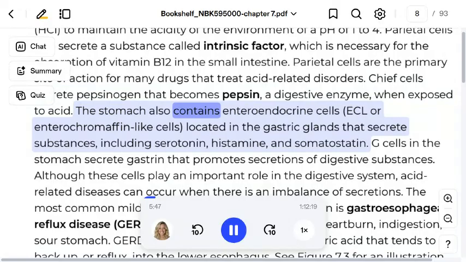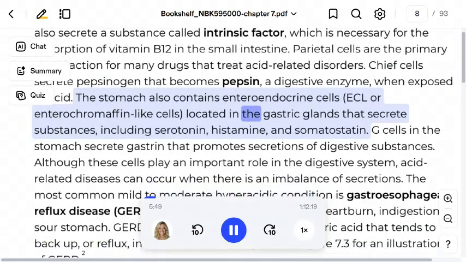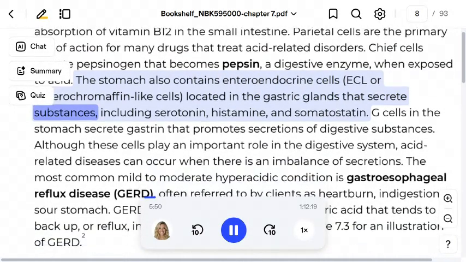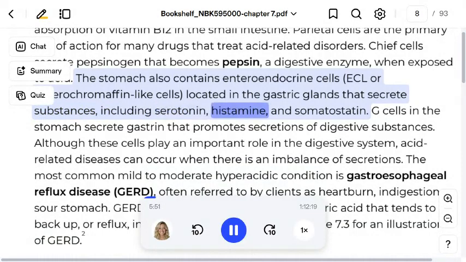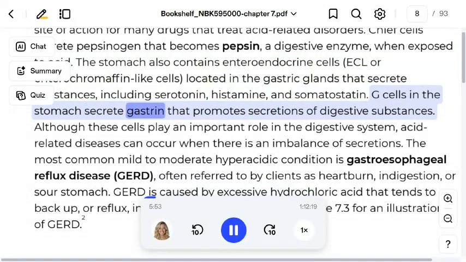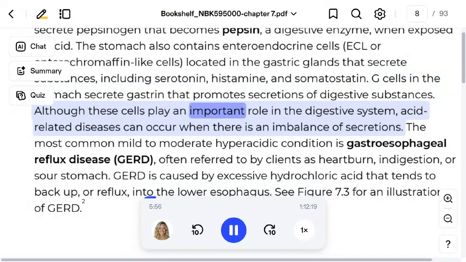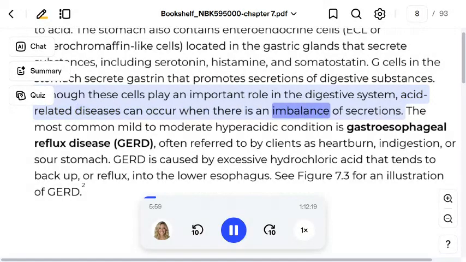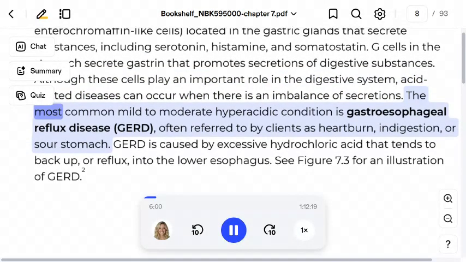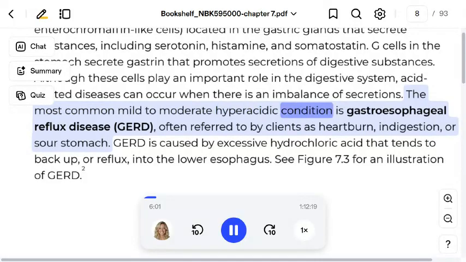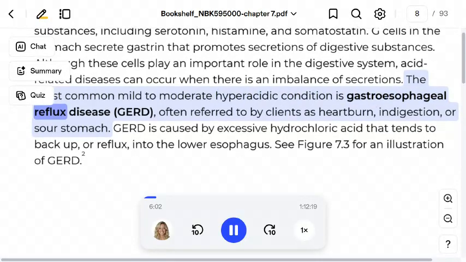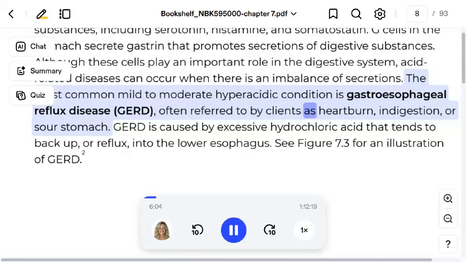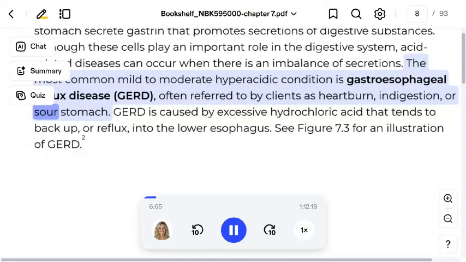The stomach also contains enteroendocrine cells located in the gastric glands that secrete substances, including serotonin, histamine, and somatostatin. G cells in the stomach secrete gastrin that promotes secretions of digestive substances. Although these cells play an important role in the digestive system, acid-related diseases can occur when there is an imbalance of secretions. The most common mild to moderate hyperacidic condition is gastroesophageal reflux disease, often referred to by clients as heartburn, indigestion, or sour stomach.